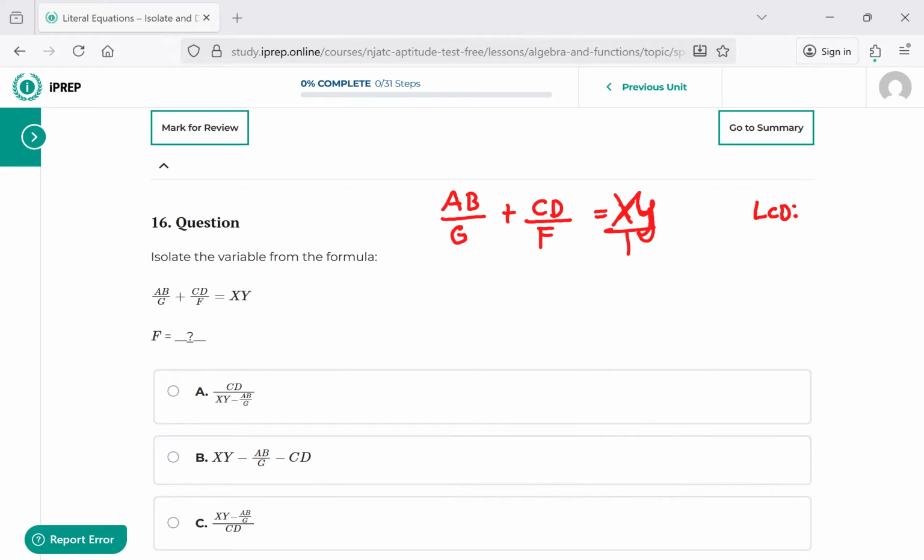So if you look at the bottom, we have a G, an F, and a 1. They're all different bases and they can't be broken down. So if you have different bases and they're in the most prime form, just bring it all down together. So it's G times F times 1, which is really just GF, right? So you're going to multiply all sides by GF.